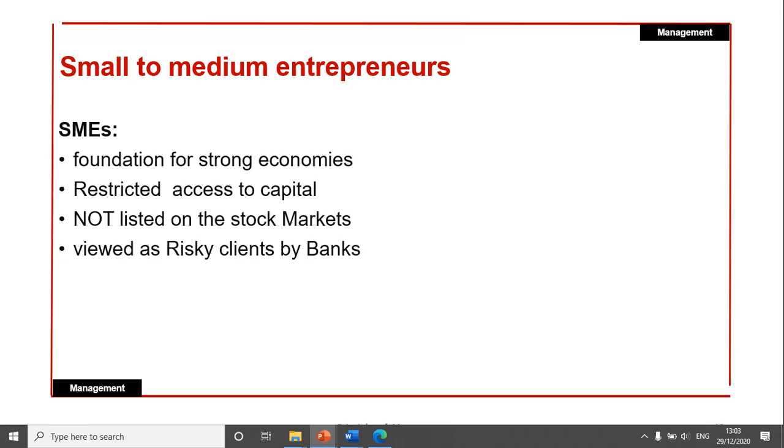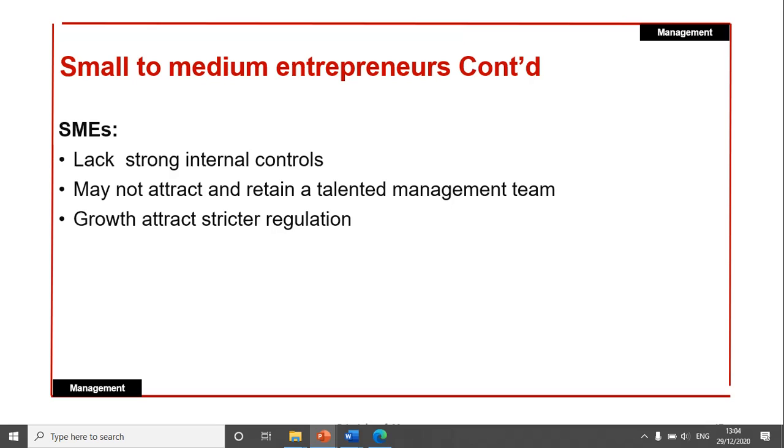We see governments across the world bailing out SMEs, perhaps except for developing countries. We have got the issue of SMEs not being listed on stock markets, and that greatly inhibits their ability to raise capital. These SMEs are viewed as risky clients by financial lenders, so again they cannot get substantial resources from banks because banks are afraid that SMEs are likely to default. SMEs lack strong internal controls. Again, when you remember, sole trading or owner-managed entities are over-reliant on their pioneers for refinancing.